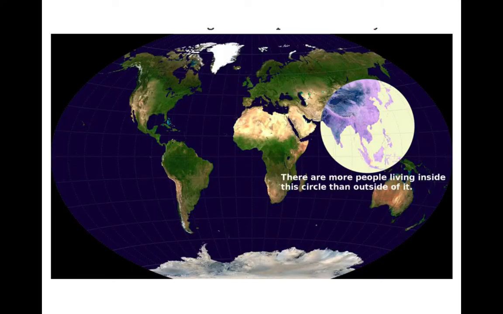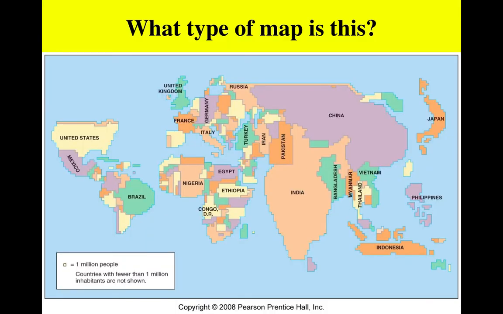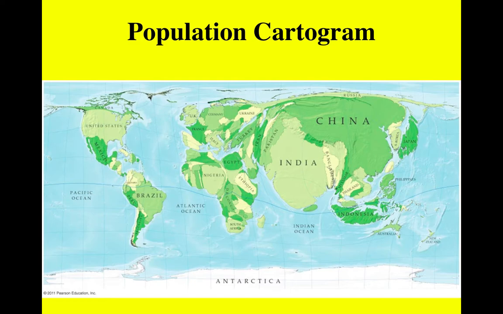Again, there's that map again where half of the people live inside that circle, 50% of the population, basically in India, China, Indonesia, and so forth. Quick reminder, what type of map is this? Does anybody remember? It's a cartogram. Remember, cartograms distort the size based off of what you're measuring.